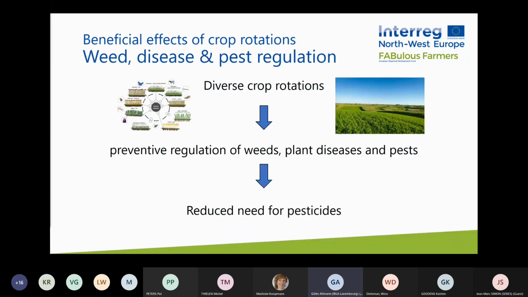So then let's go into weed control and disease and pest regulation. As told before, an important advantage of diverse crop rotation is an increased preventive regulation of weeds, plant diseases, and pests, which potentially enables a reduction in the use of and the need for pesticides.